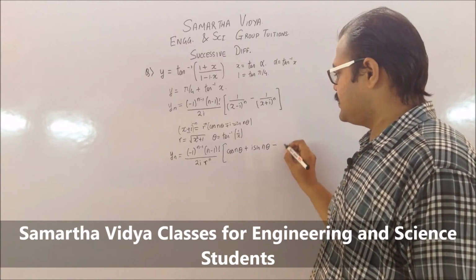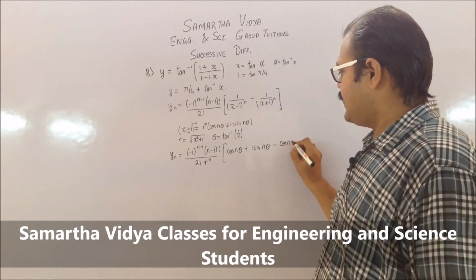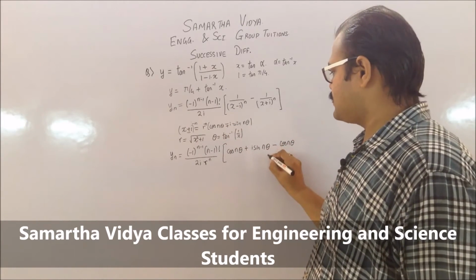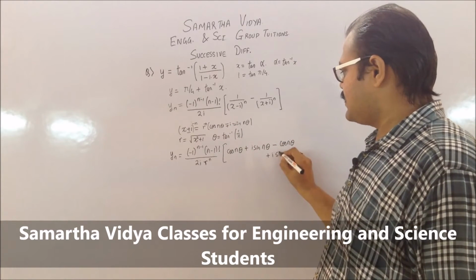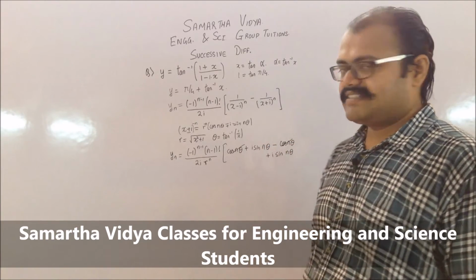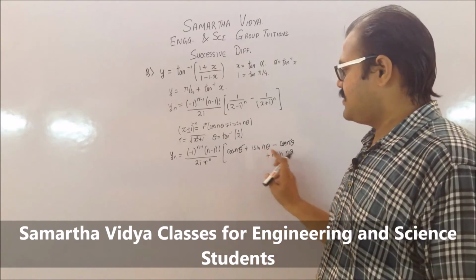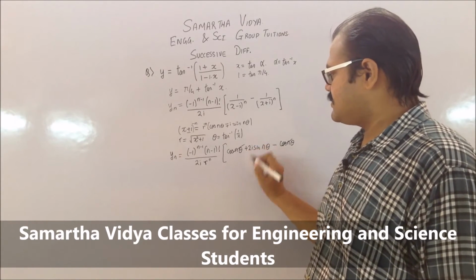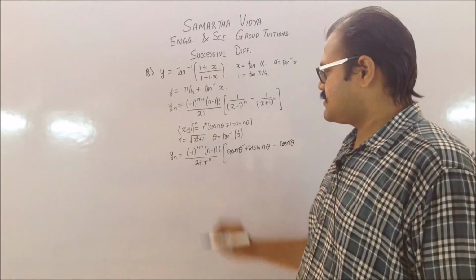So it's going to be minus cos n theta. Since you had a minus, this minus will become plus, so plus i sin n theta. So the cos n theta gets cancelled out. So you are having 2 sin, so it's becoming 2i sin theta. So the 2i also gets cancelled out.